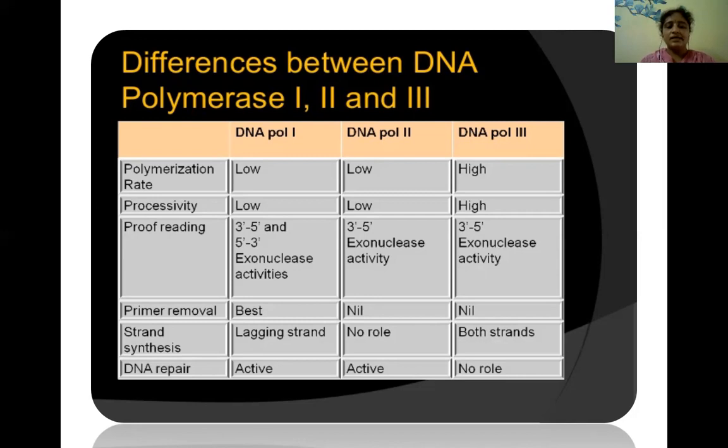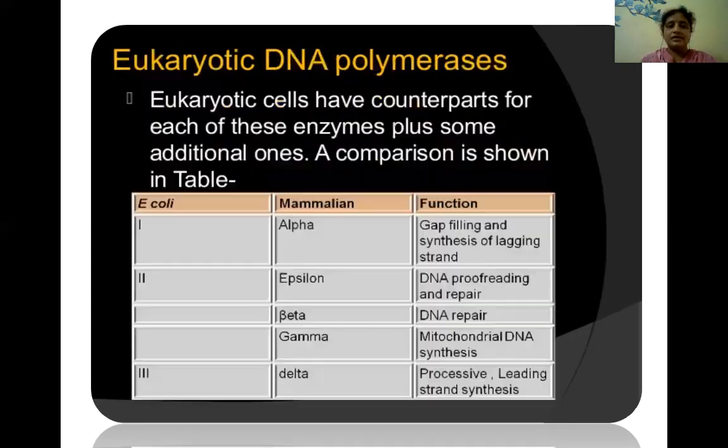Strand synthesis is of the lagging strand by DNA polymerase 1, which has no role in DNA polymerase 2, and leading and lagging strands both are formed by the activity of DNA polymerase 3. The DNA repair is active in DNA polymerase 1, which is also active in DNA polymerase 2, with no role in DNA polymerase 3.